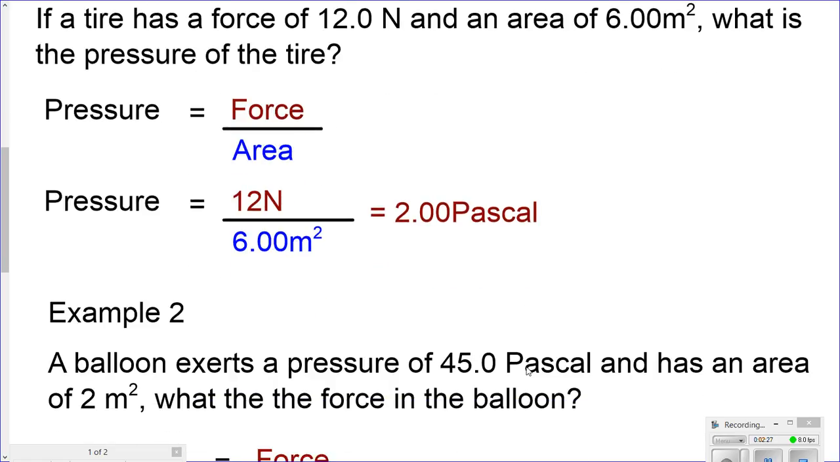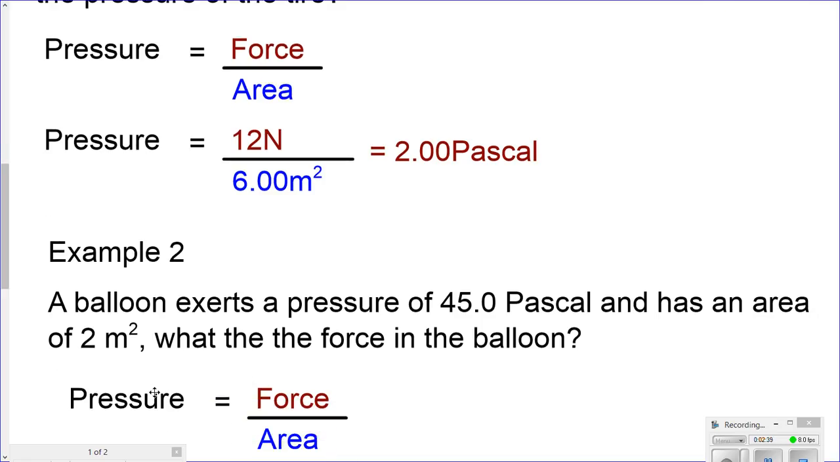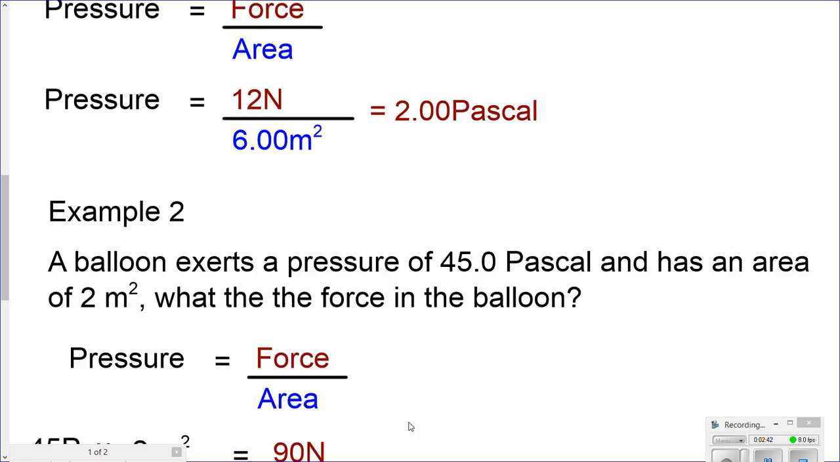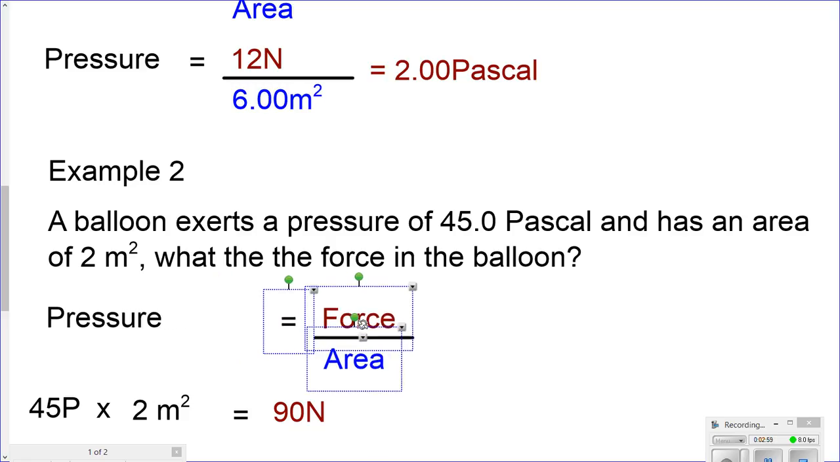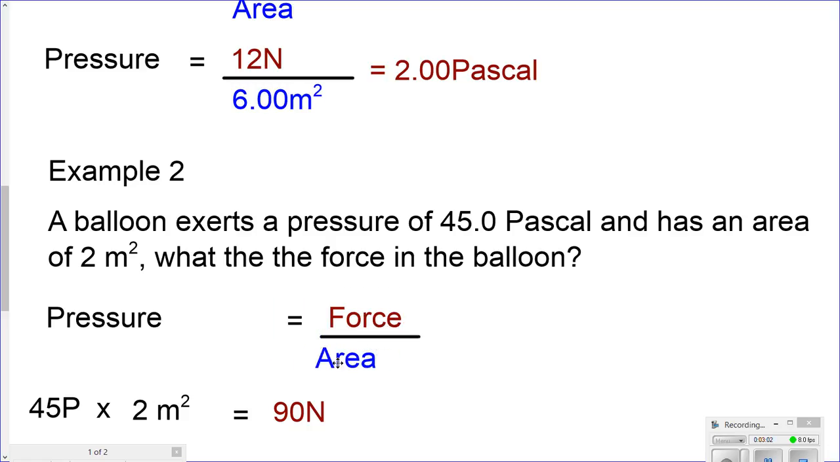Example 2. A balloon exerts a pressure of 45 pascals and has an area of 2 meters square. What is the force in the balloon? Okay, same equation. Pressure equals force over area. Plug in my numbers. The difference now in this question is that I am looking for force, and force is here. It is not the original equation. So I would move force up. Let me rephrase that. I will move area up.